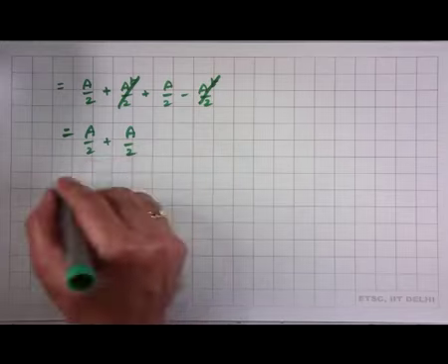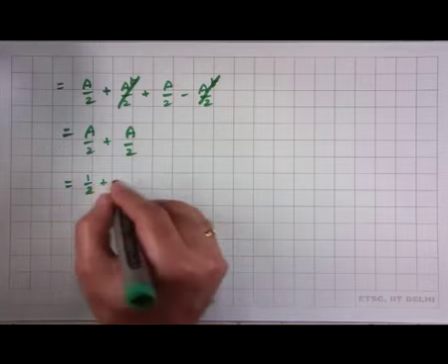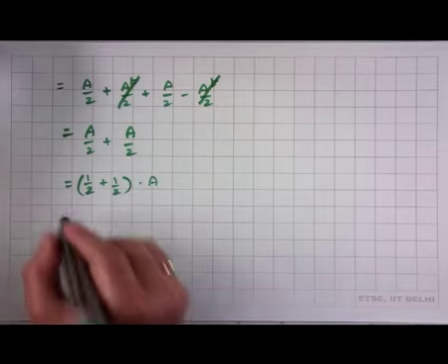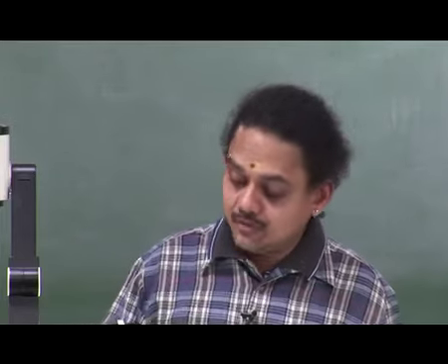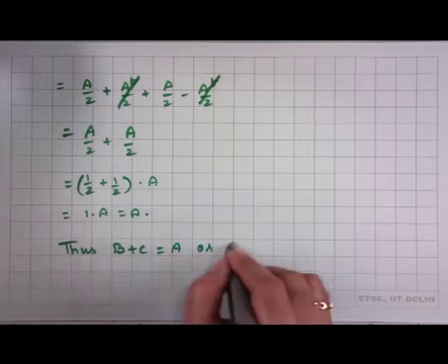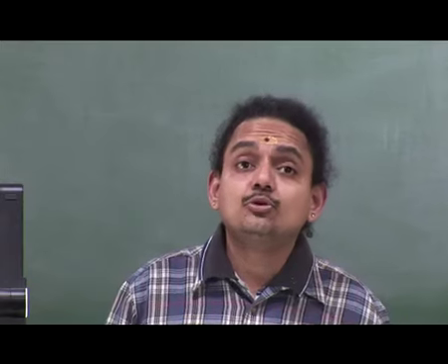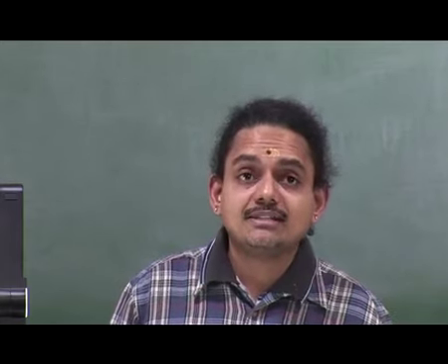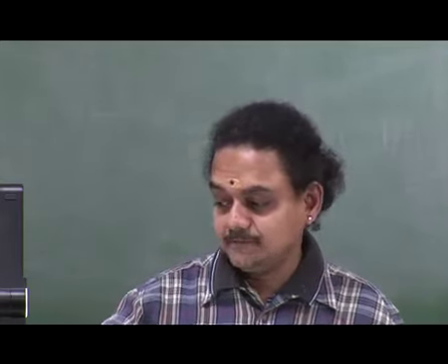Let us use the properties of the scalar multiplication. This is half plus half times the matrix A, which is 1 times A, which is just A. So, this is what we have. So, thus B plus C is A, or A equal to B plus C, where B is a symmetric matrix and C is a skew symmetric matrix. So, what have we done? We have written a square matrix as a sum of a symmetric matrix and a skew symmetric matrix.